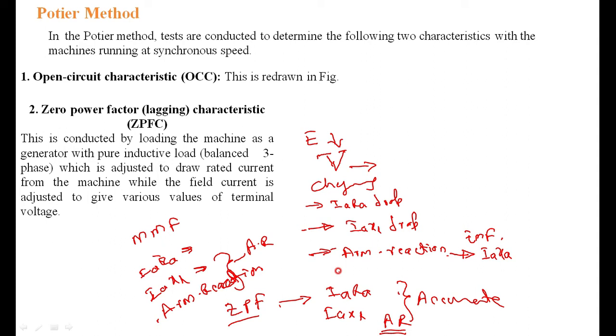Whereas in the case of EMF method, the armature reaction is treated as a drop, whereas in the case of MMF method, the leakage reactance drop is treated as the armature reaction. Okay. With this note, what is the procedure for finding out the voltage regulation using the ZPF method, that we will see now.